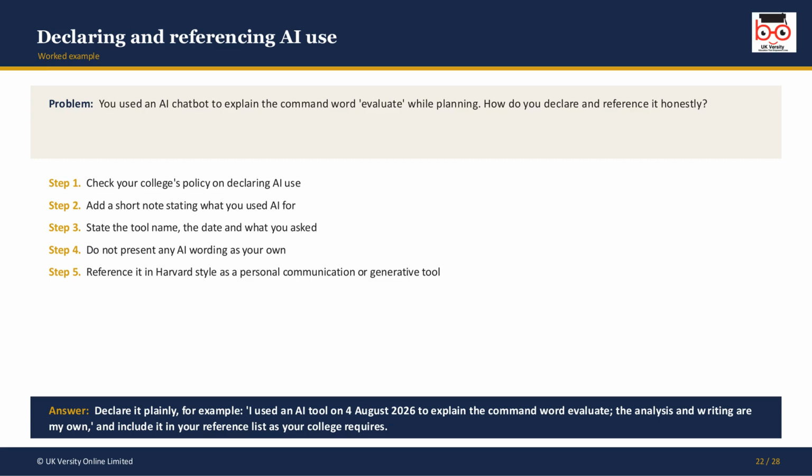How do you declare it honestly? First, check your college's policy on declaring AI use. Then add a short note stating what you used it for, naming the tool, the date, and what you asked. Don't present any of its wording as your own, and reference it in Harvard style as your college requires. For instance, you might write: I used an AI tool on the 4th of August 2026 to explain the command word evaluate. The analysis and writing are my own.